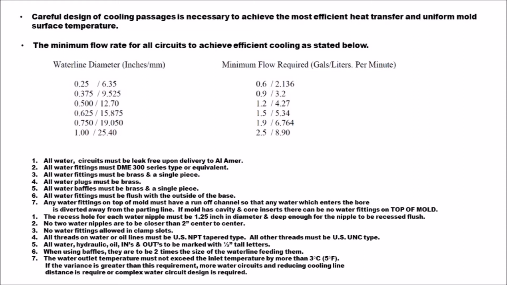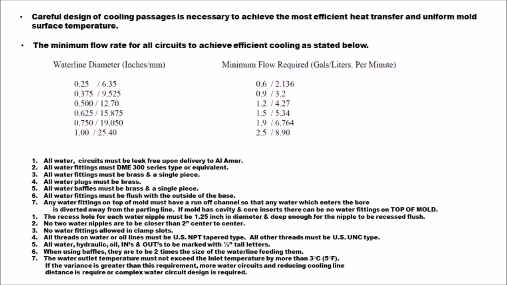Any water fittings on top of mold must have a run-off channel so that any water which enters the bore is diverted away from the parting line. If mold has cavity and core inserts, there can be no water fittings on top of mold. The recess hole for each water nipple must be 1.25 inch in diameter and deep enough for the nipple to be recessed flush. No two water nipples are to be closer than 2 inch center to center. No water fittings allowed in clamp slots. All threads on water or oil lines must be USNPT tapered type. All other threads must be USUNC type.